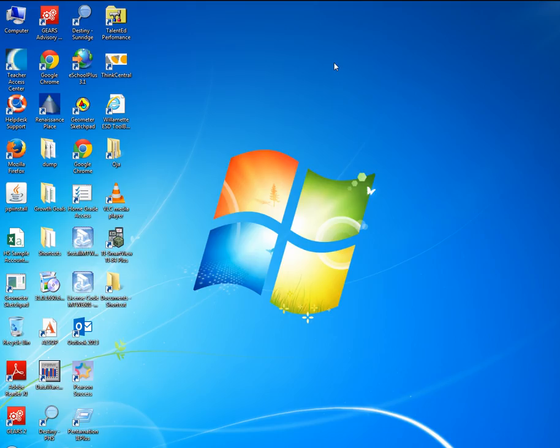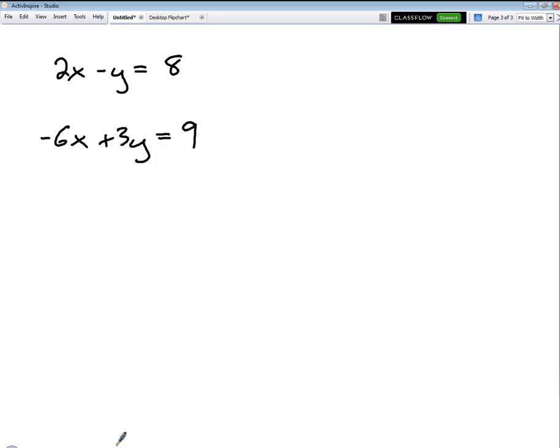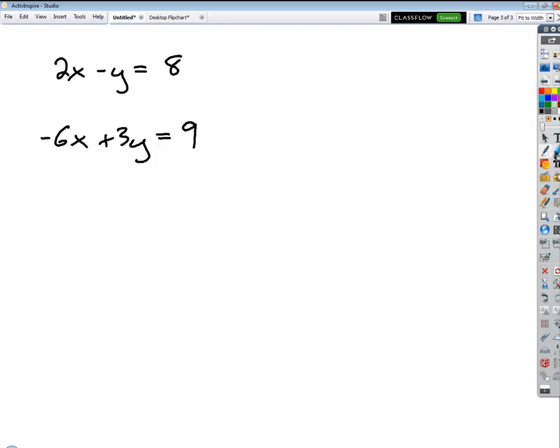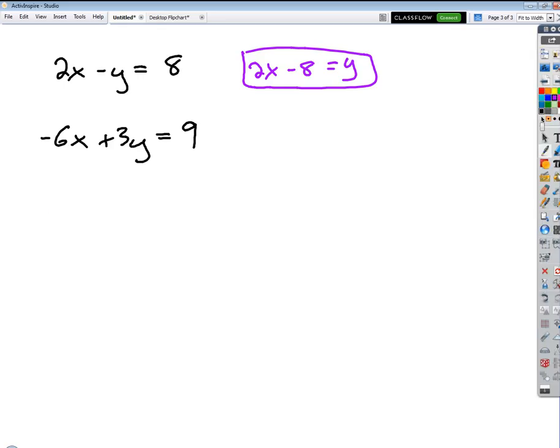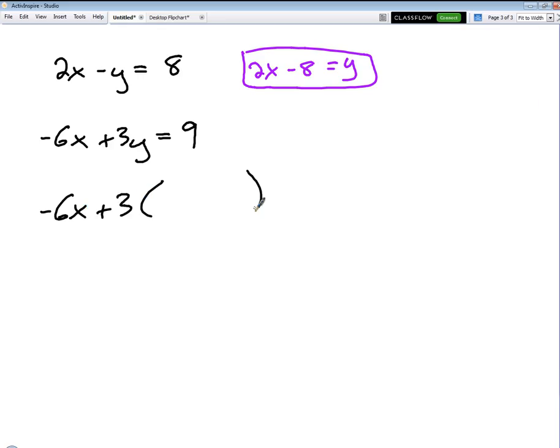So would everybody agree then that I'm going to get the y. Oh, it's on freeze. Oops. Okay, so from this top equation, I'm going to get the y on that side, and over here I'm going to get 2x minus 8. Everybody agree? When I substitute that down here, I'm going to get my -6x plus 3 times all that, right? That's my new y. It's my substitution.